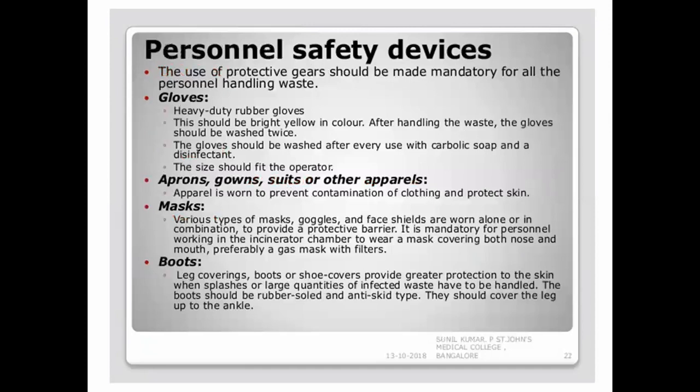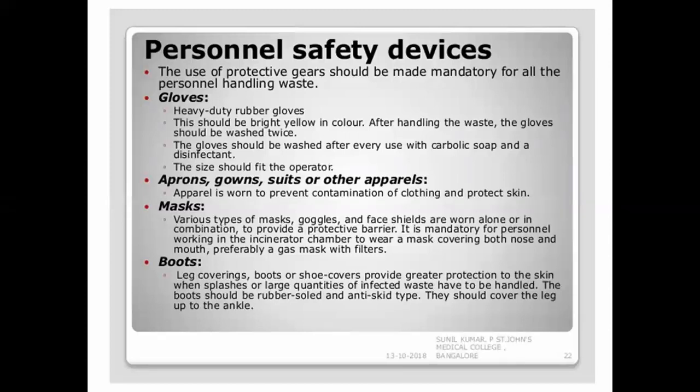If you are the one to pick up this biomedical waste, what are the things that you are going to do? We should think about those who come and pick it up, because they are at great risk of getting any kind of infection or injury, from the needles, even from the broken glasses. So what are the things that we can do for them? First thing, personal safety devices. We are going to give them gloves.